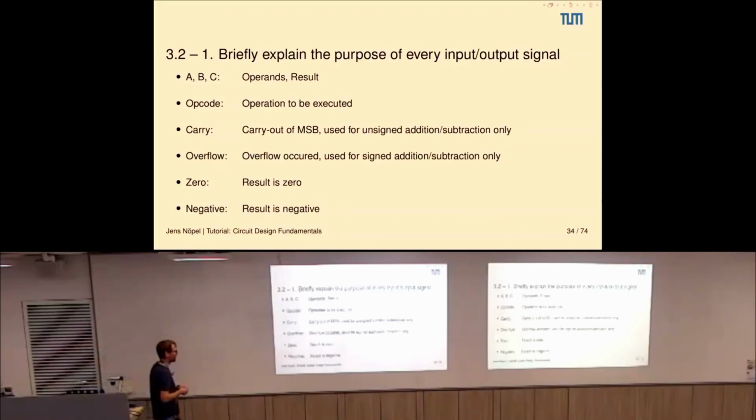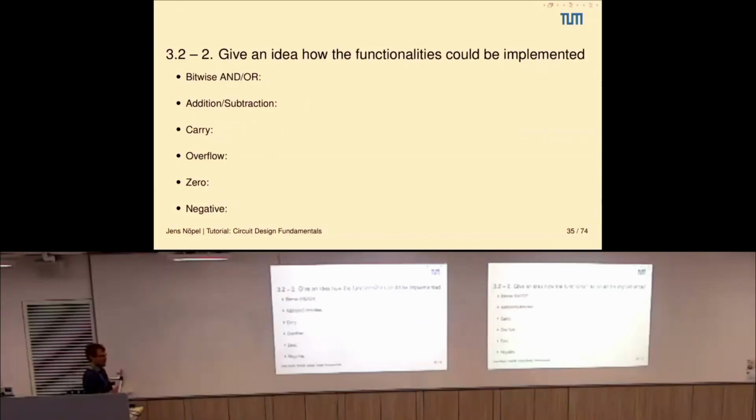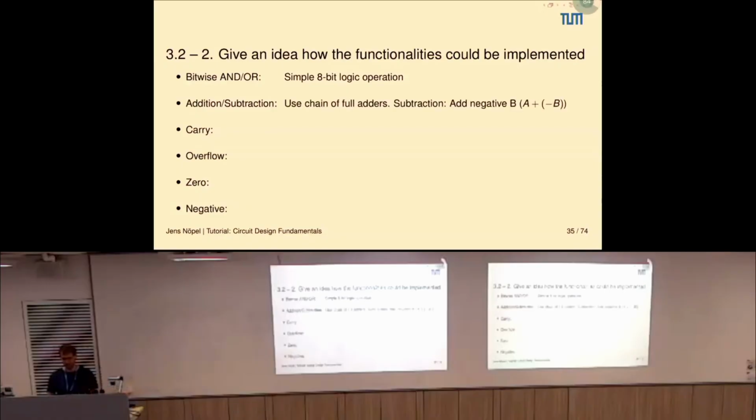You are probably going to make use of especially the zero or the negative flags in order to do some optimizations in your code. So now, going one step further, how do we implement those in hardware? So bitwise AND and OR. This is probably the easiest one, which is just a simple 8-bit logic operation. So we could use a lookup table, for example, for that one, or a simple AND or OR gate.